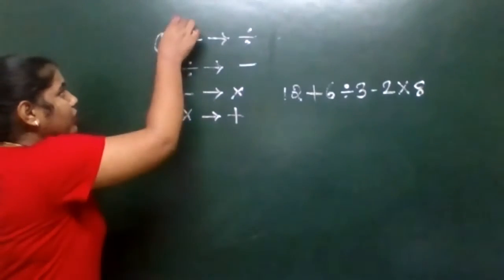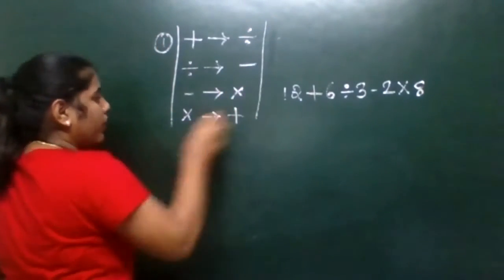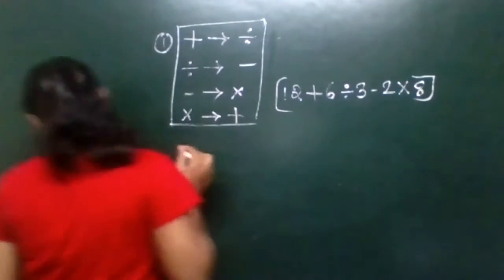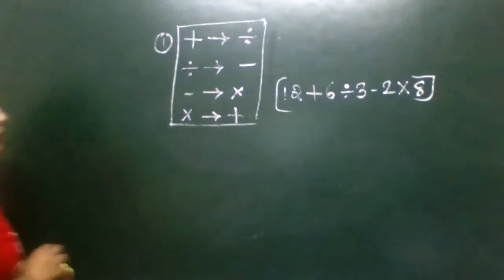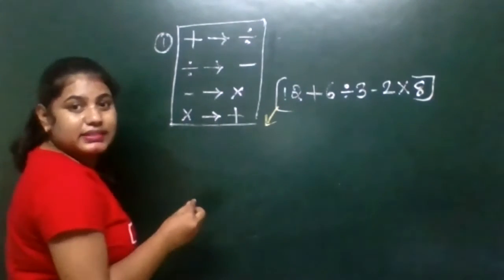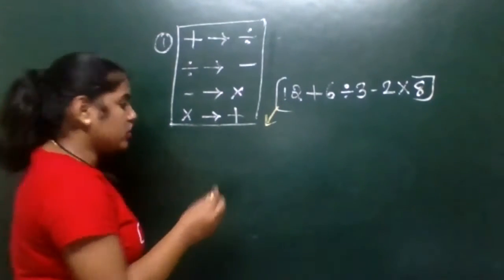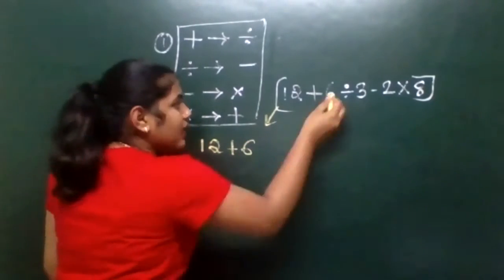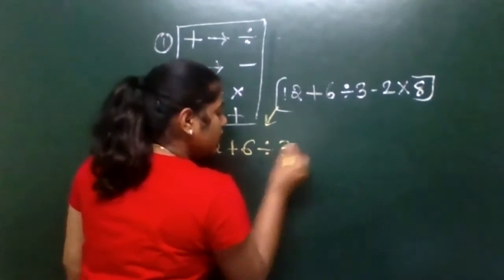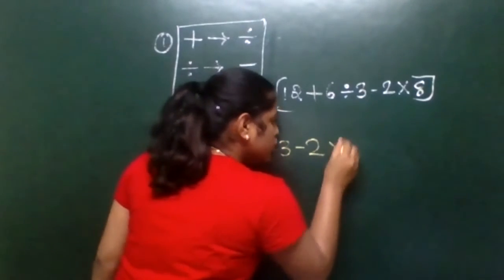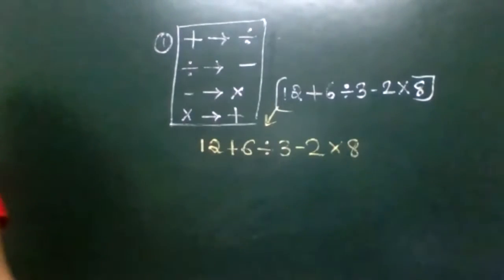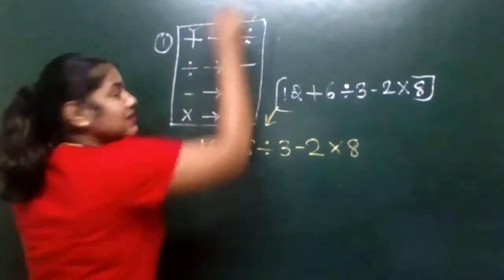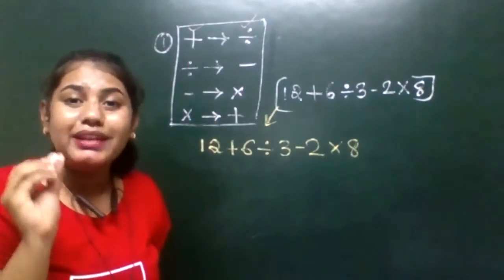First, they will only give data. This is the given data and this is the given question. So the first thing, write down the question as it is. That is 12 plus 6 divided by 3 minus 2 into 8. This is the given question. Now, whatever signs they have given, they have given only signs.